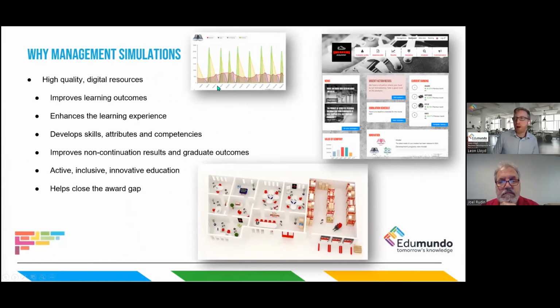A little bit high level, but in terms of the why, we generally find universities or business schools want to adopt management simulations, well, of course, to meet students' expectations in terms of providing high quality digital resources. So it really speaks to the whole digital literacies piece, but it also provides a good learning experience for students and improves their learning outcomes as well. Of course, it's an opportunity to apply the subject matter theory, which is really important. But just as importantly is also the opportunity for students to develop their skills and work in their teams to really improve their core competencies.